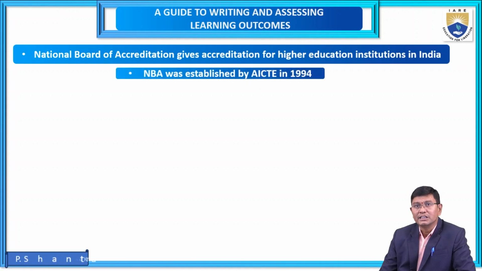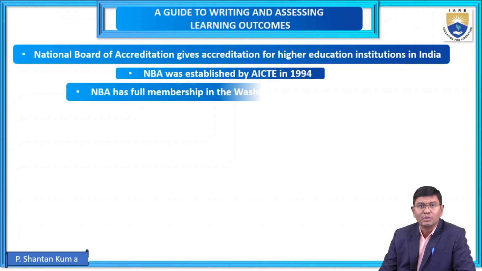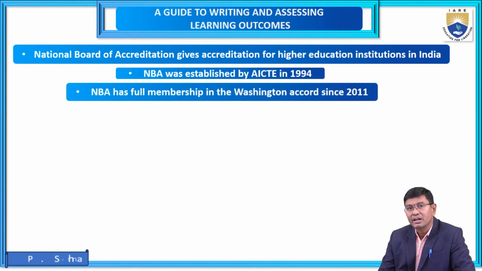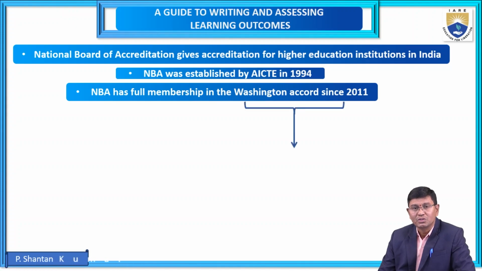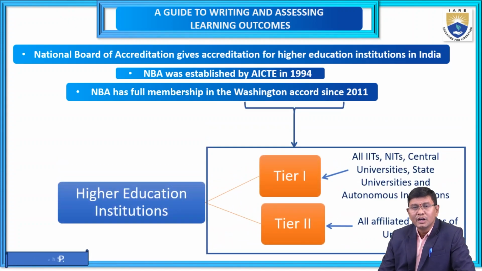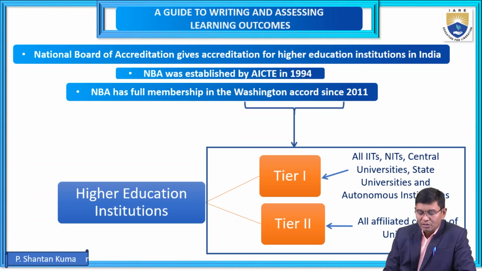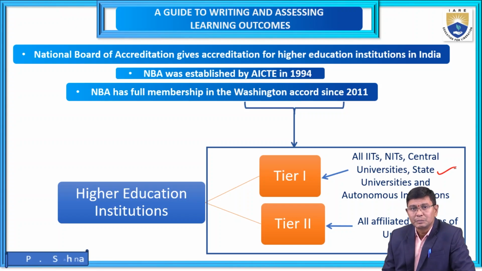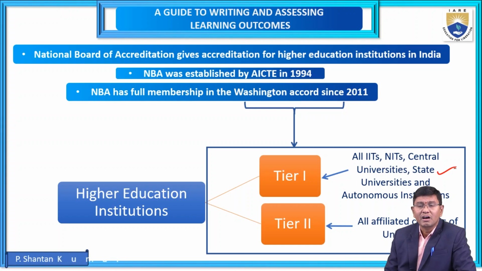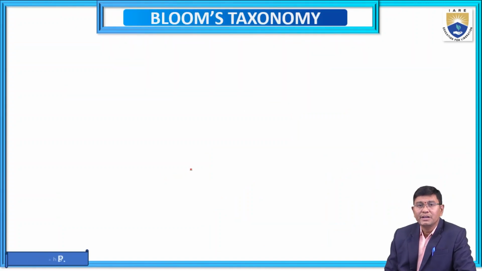Here, NBA was established by AICTE in 1994, and NBA has been a full member of the Washington Accord since 2011 onwards. Under this, institutions are tier 1 and tier 2. Tier 1 is provided for all IITs, NITs, central universities, state universities, and also the autonomous colleges. Tier 2 is all affiliated colleges of the university level. These are given to higher education institution levels.